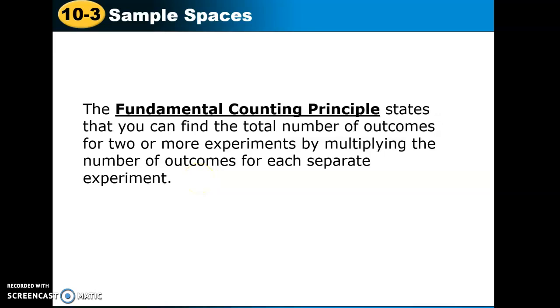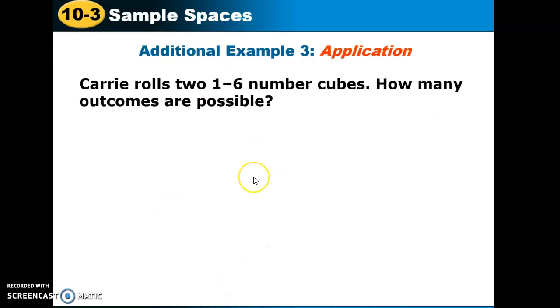So instead of having to do all those different tree diagrams or writing out a chart, you can simply take the first outcome, which, let's say it's 5 options, and then the second outcome, which could possibly be 3 outcomes. 5 times 3 is 15. That's our fundamental counting principle.